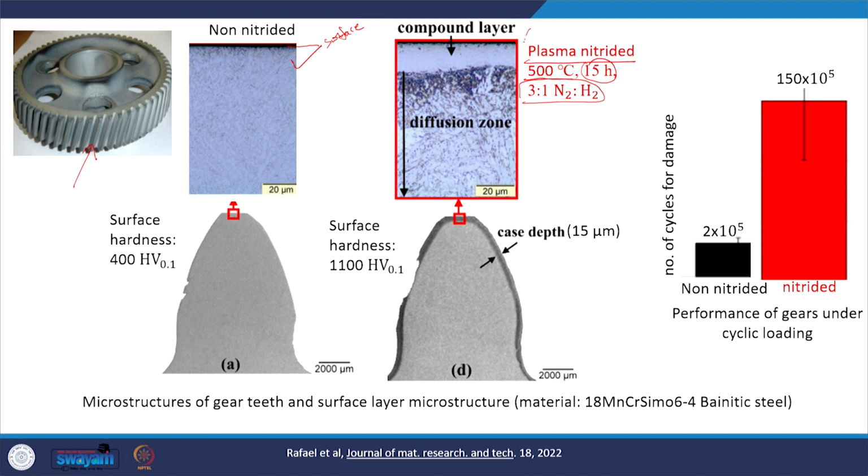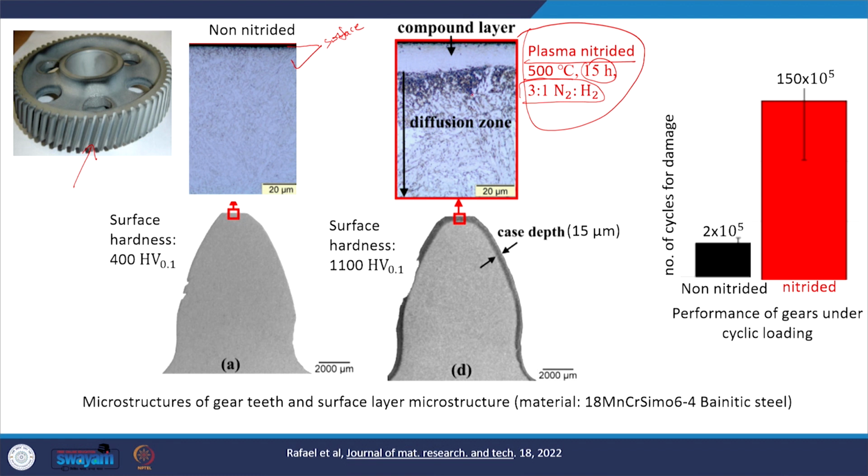So, with this you understand that whenever somebody reports plasma nitriding parameters, what is expected is that one needs to tell at what temperature this treatment is done, for how much time, and what gas composition is used. So, these are the important parameters which need to be reported.